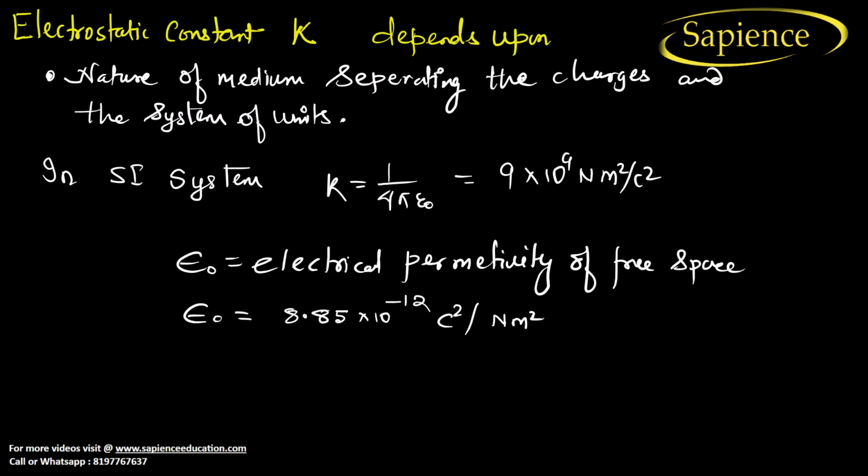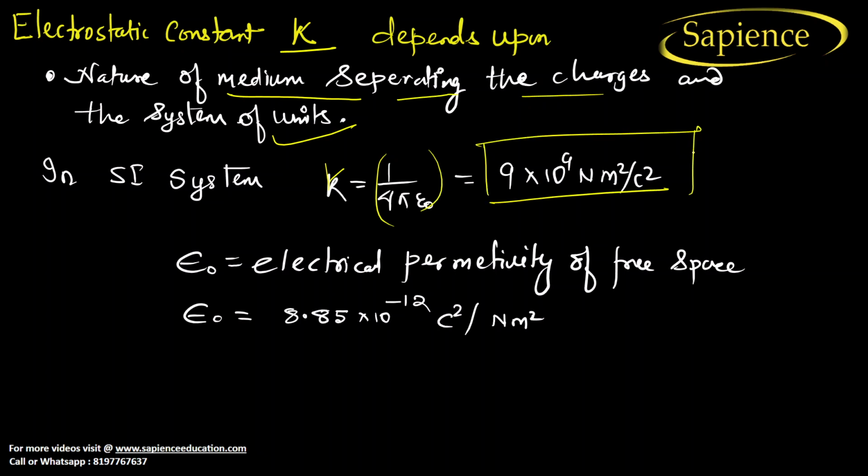Now we have the quantity, the electrostatic constant K, and it depends upon the nature of the medium separating the charges and the system of units. In the SI system, K is equal to 1 by 4 pi epsilon naught, and its value is 9 into 10 to the power 9 Newton meter square per Coulomb square. If you want to find the unit, you can use this concept: F is equal to Q1 Q2 by R square into K. So K is equal to F R square by Q square.